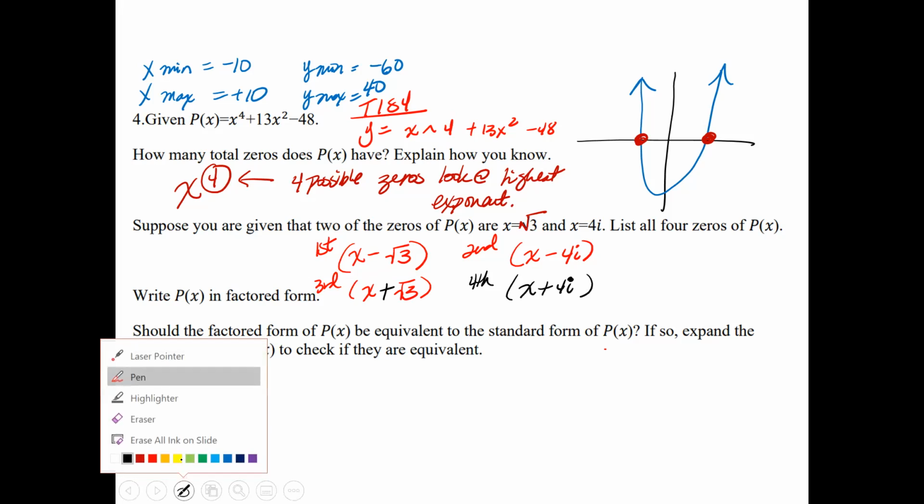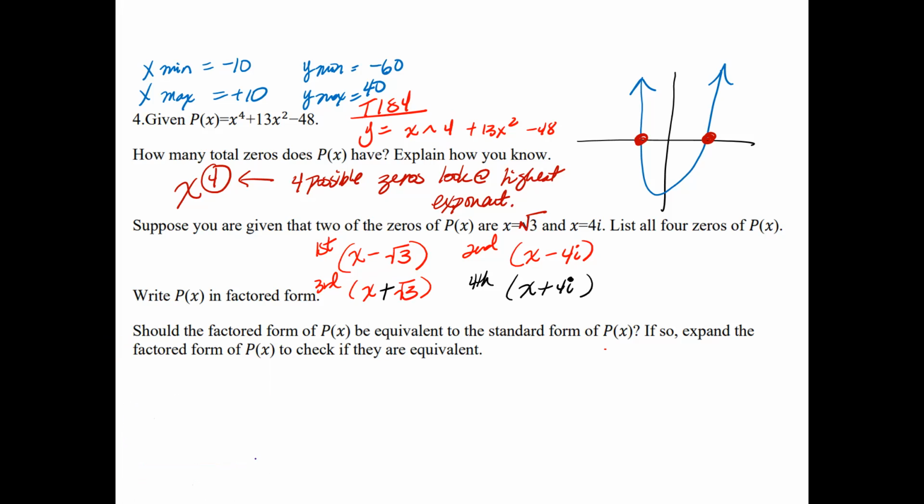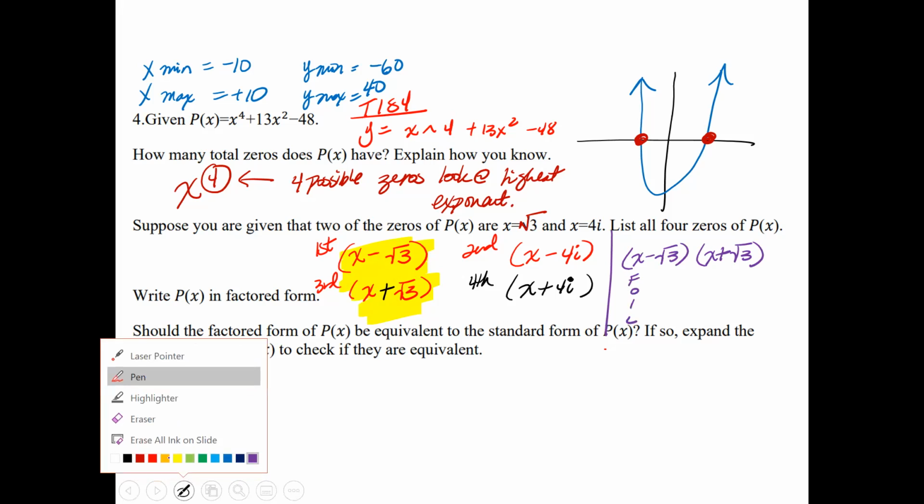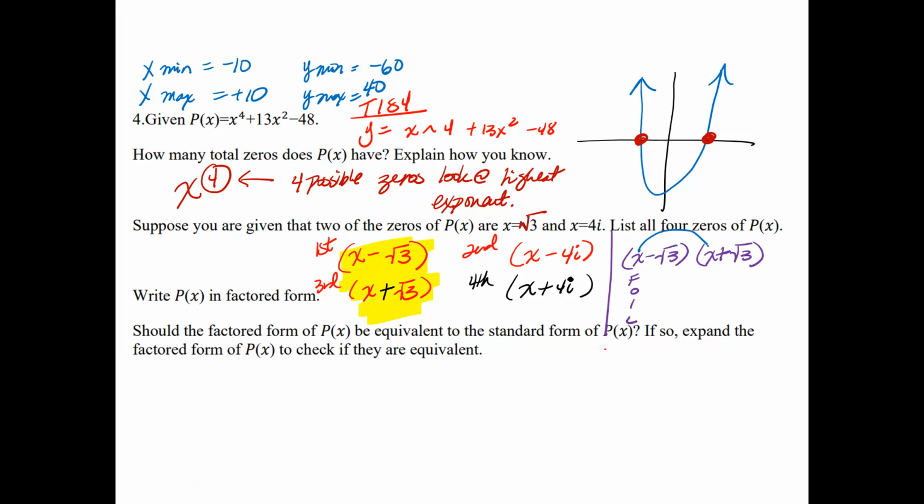So then how do I find my polynomial from there? Well, guess what? You have to multiply all 4 of them together. Okay, so I'm going to do it separately. First thing I'm going to do is multiply these 2 together. So we're going to do x minus square root of 3 times x plus square root of 3. Okay, and remember, you're going to have to FOIL it. So your FOIL is first, outer, inner, last. First is x times x, which is x squared.